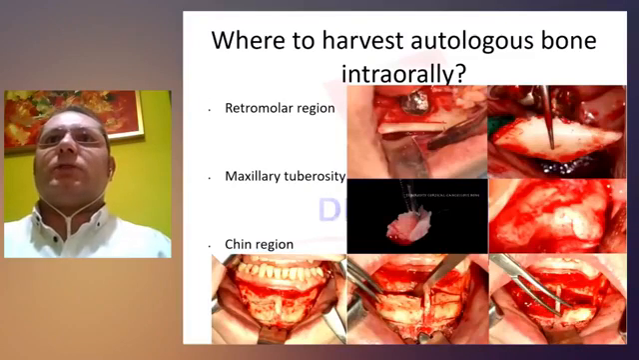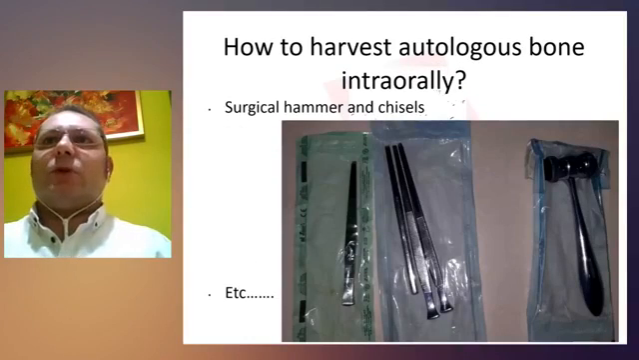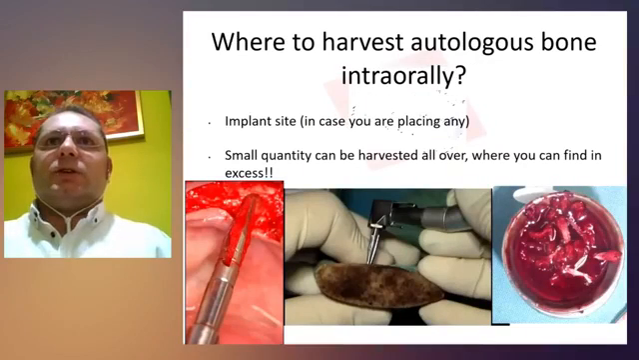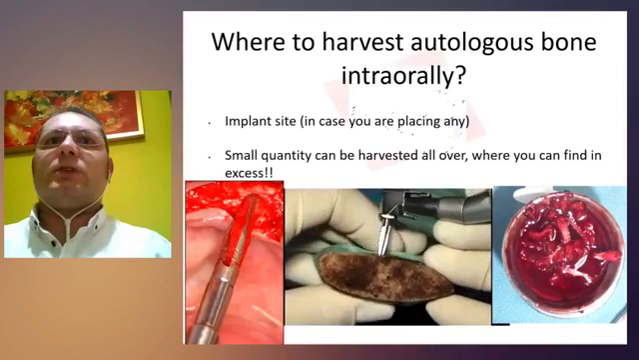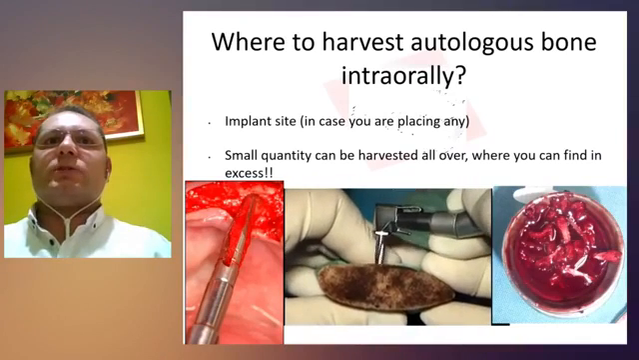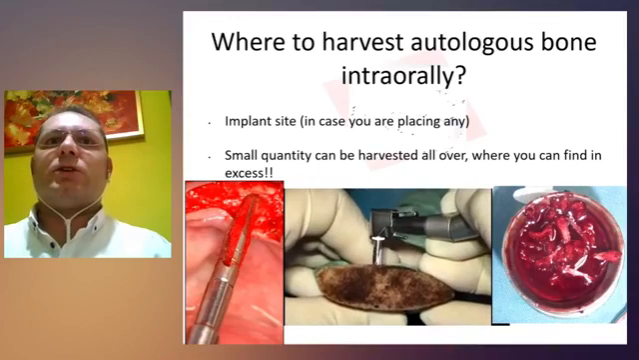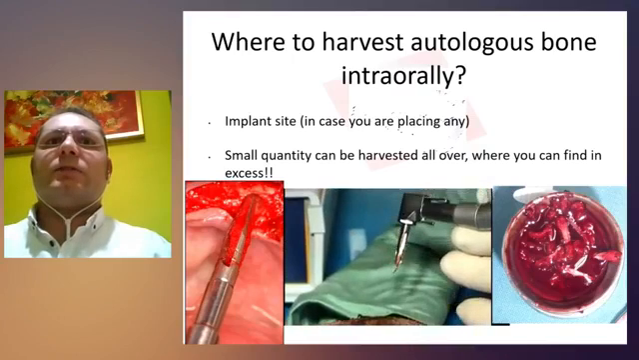Where can we harvest this bone intraorally? Well, these are the sites that we often use. And how do we do this? Well, these are the instruments, and these are some old-fashioned ones. But normally when we place an implant, we don't need much bone. And a good medium to do that is this one. With this instrument, at low speed rotation, we can get huge amounts around the implant site and then at a distance.